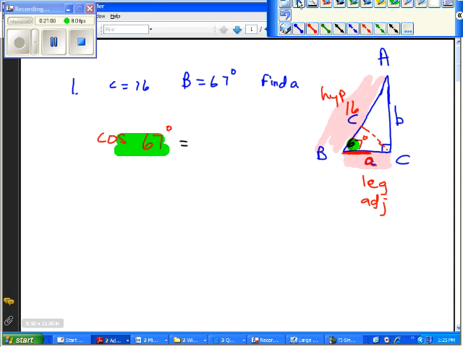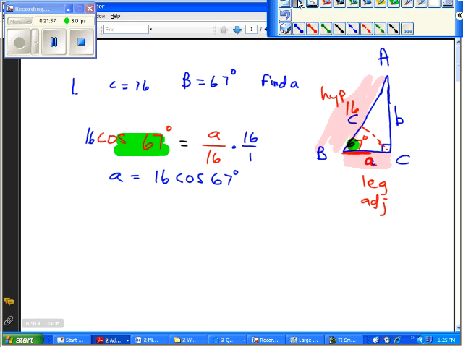So we see how the sides are related to the angle that we chose. That tells us which ratio to use. Do they see that? And then how do you get your fraction? Do what cosine says. Cosine says you put leg adjacent over hypotenuse. And so we have our ratio set up. Now it's order of operations time. We're going to undo division by multiplication. And so we're going to have that a is equal to 16 cosine 67. Punch it in the calculator and hit enter.